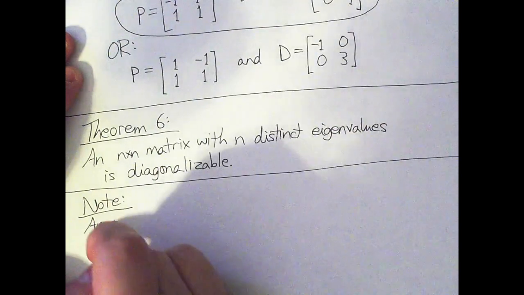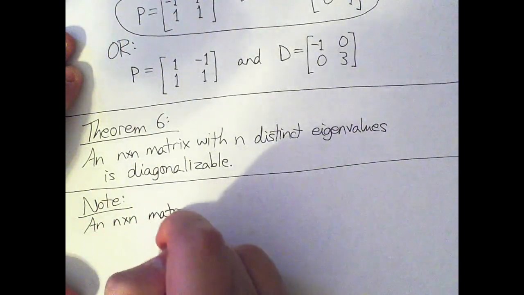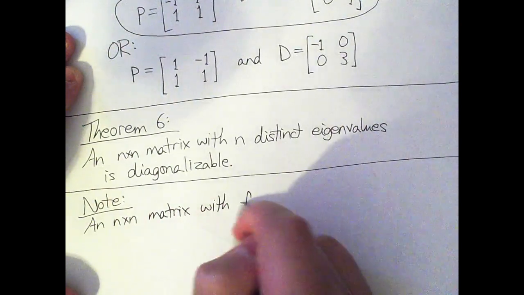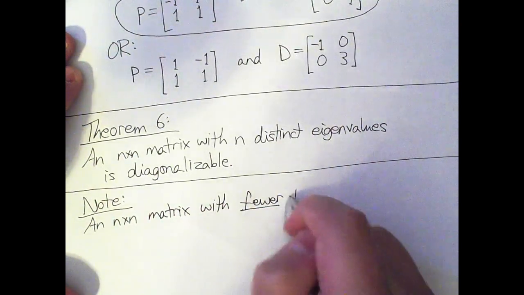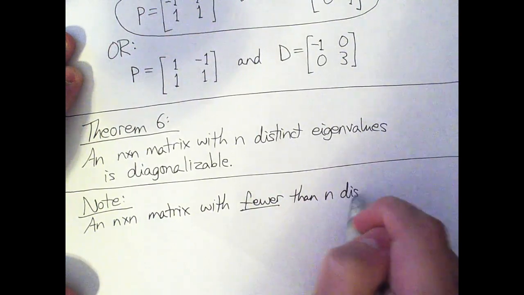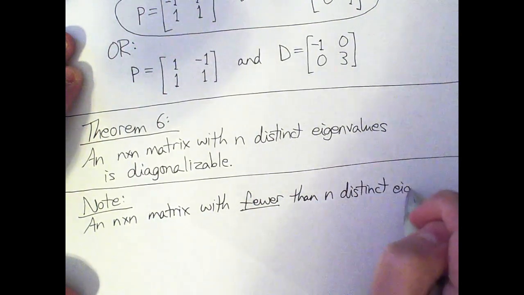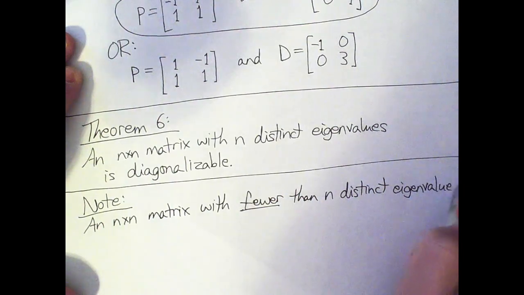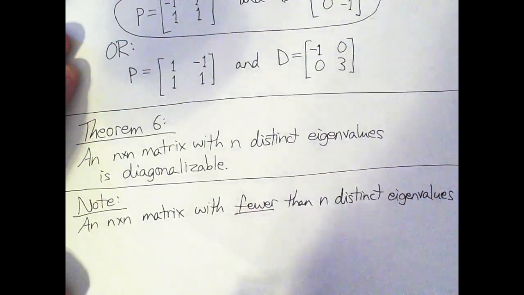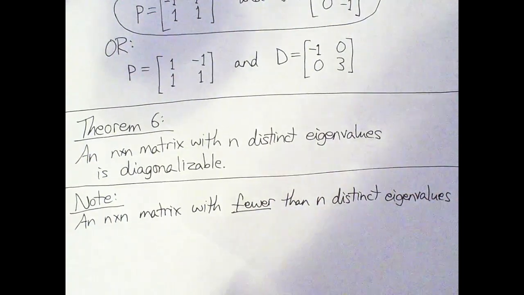I want to say that an n by n matrix with fewer than n distinct eigenvalues. Oh, by the way, hold on a second. Let's not finish the sentence yet. I have a question. Do you think it's possible for an n by n matrix to have more than n distinct eigenvalues? Like, could a 3 by 3 matrix have 4 eigenvalues? Well, the answer to that is no.